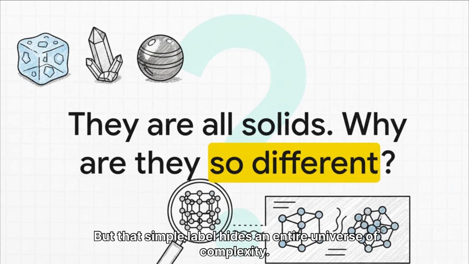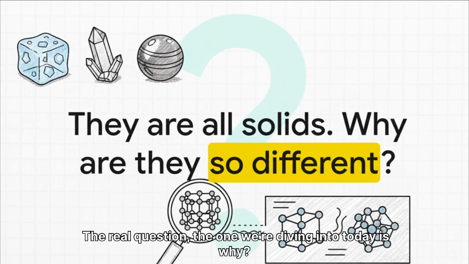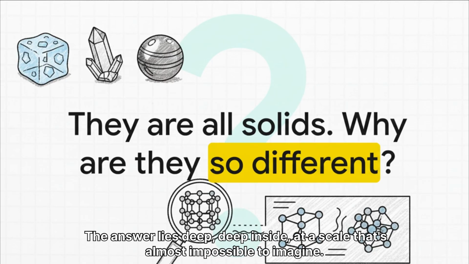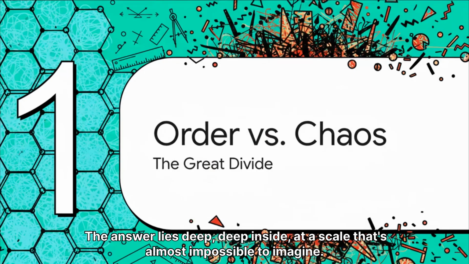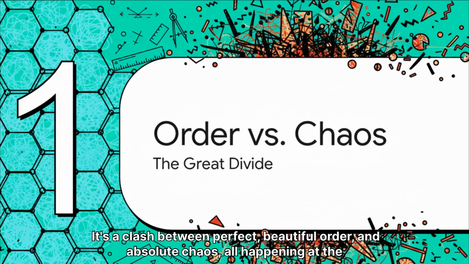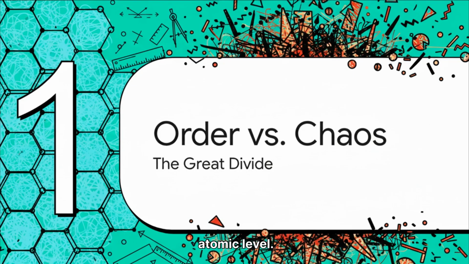But that simple label hides an entire universe of complexity. The real question, the one we're diving into today, is why? Why are they so wildly different? The answer lies deep, deep inside, at a scale that's almost impossible to imagine. Our journey into this invisible world really starts with a fundamental battle. It's a clash between perfect, beautiful order and absolute chaos, all happening at the atomic level.